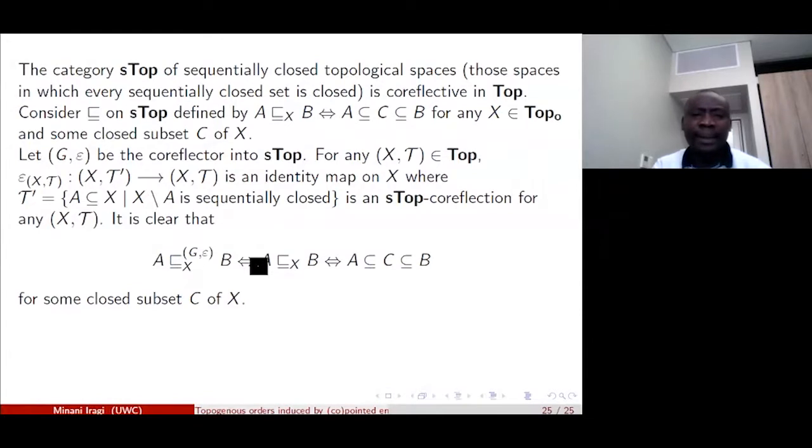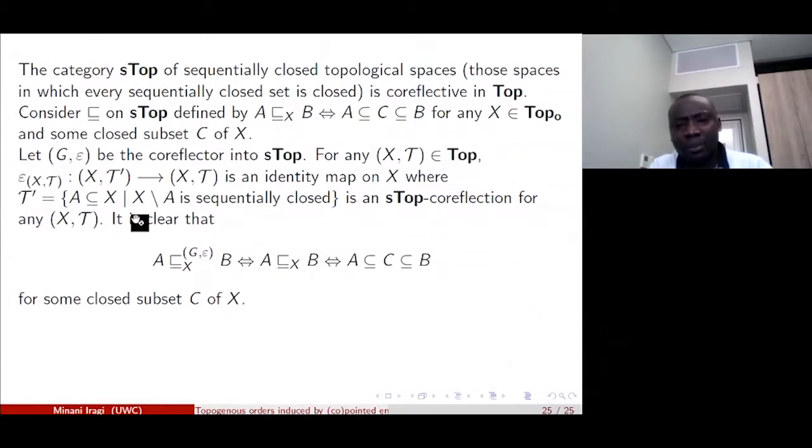The next example is for coreflective. Here, consider the category of sequential topological spaces. That means those spaces in which every sequentially closed set is closed. This is coreflective. The coreflector takes every sequentially closed set to X. In fact, whenever one has a topology on X, you can always have this topological space that is a sequential space, and this identity map is a coreflection. Because of it being an identity, there is a topogenous order that one defines here by saying that there is a closed set between A and B. It just becomes the largest one because the coreflection morphism is an identity.